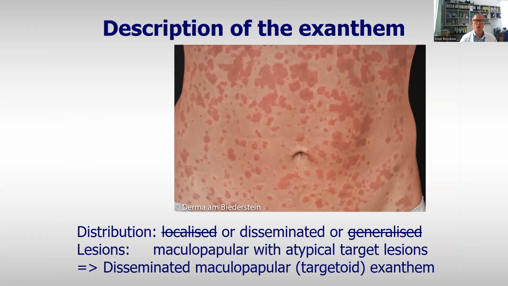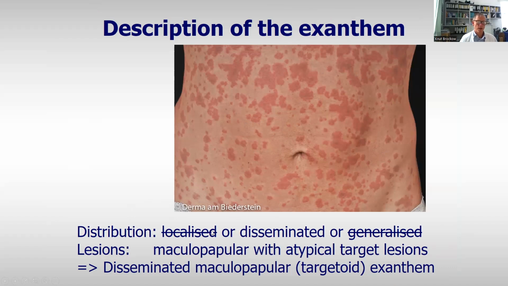So how is the description of the exanthem in our example patient? You best describe not only the primary lesions, but also the distribution. The distribution may be localized, just one arm, for example, or disseminated, widespread over many parts of the body, or generalized if it involves the whole body. Here, in this case, I would say it might be disseminated or perhaps even generalized.